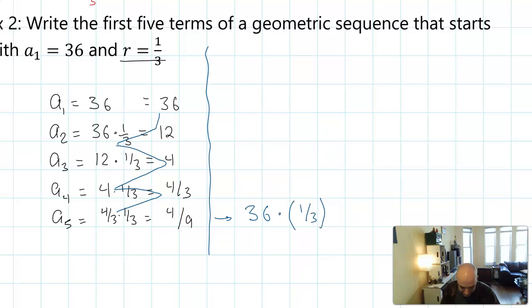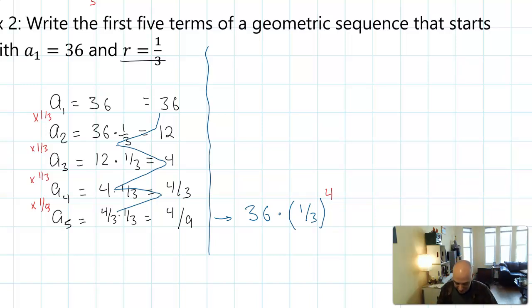Now, how many times have I multiplied by 1/3? Well, it looks like I multiplied every time I went from a term to another term. So there's 5 terms, but I switched between terms 4 times. So this is going to be 36 times 1/3 to the 4th.